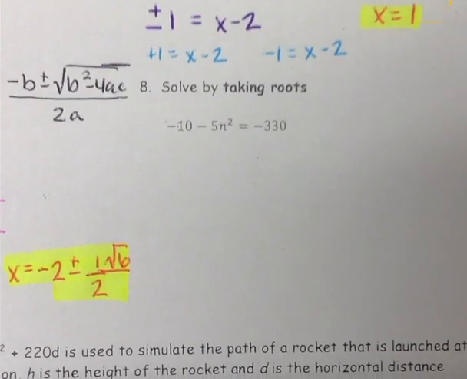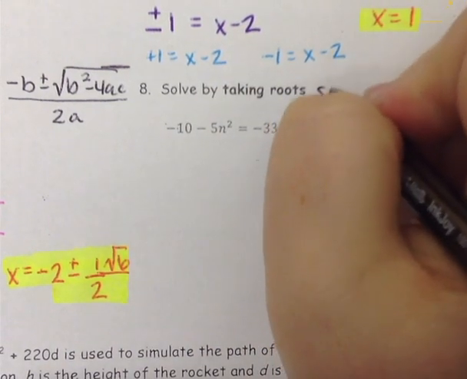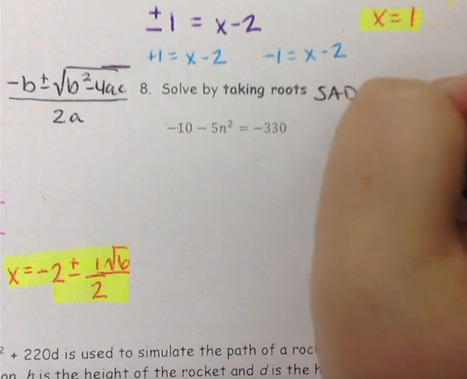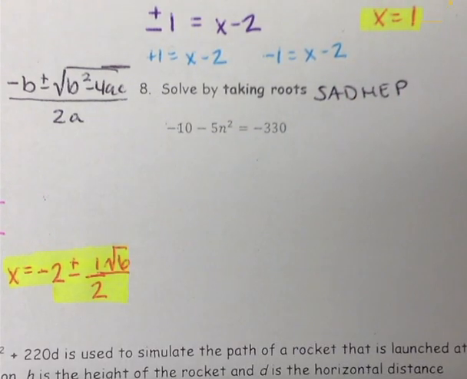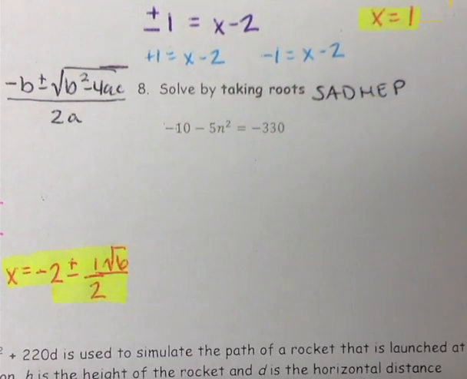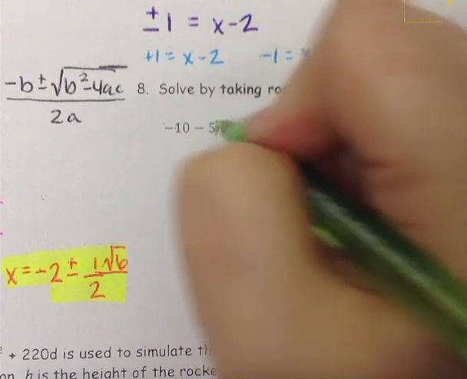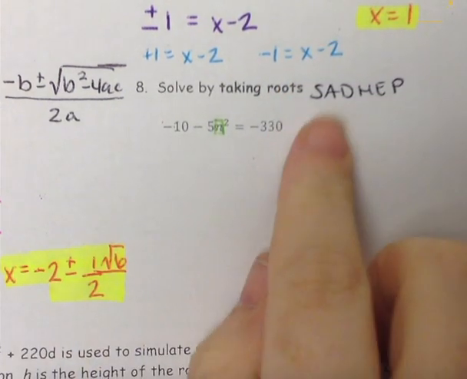The last one of the solving quadratics is solving by taking roots. This is just a basic solve for the variable. So when we're solving for the variable, again, we're going to use PEMDAS backwards, which is that SAD method. That's just solving. So we're going to add and subtract away from the n. That n is what we're solving for. So we have to get everything away from that n. So we add and subtract away first.